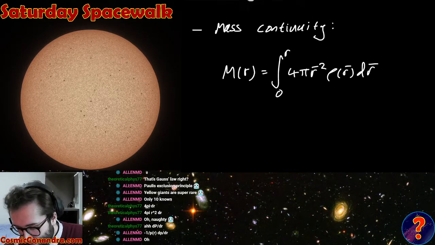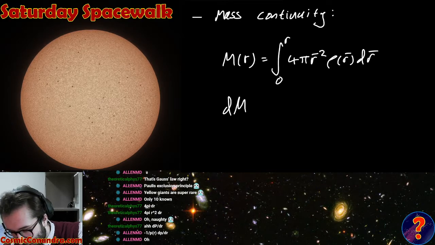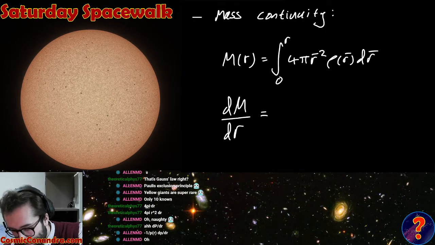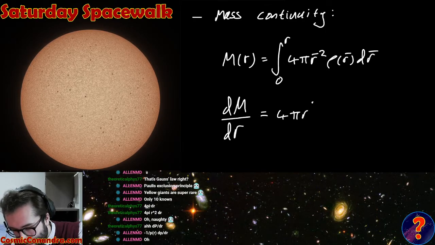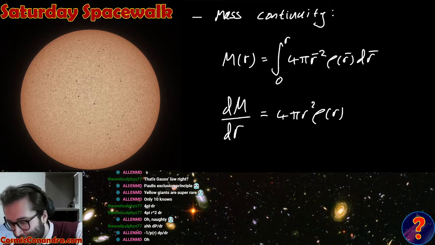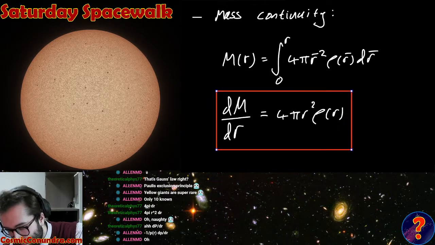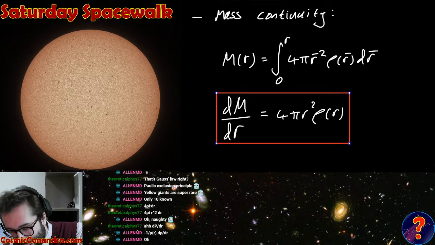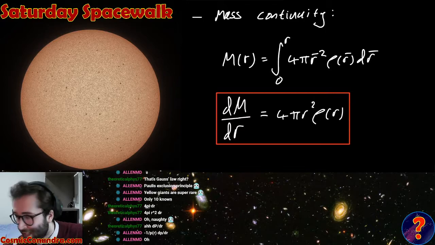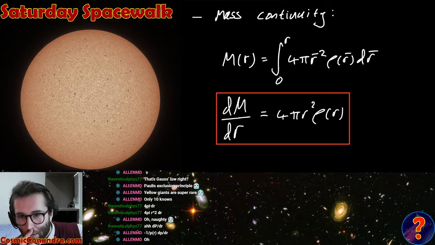Okay. And we can invert this equation, as is usually how it is written, just by differentiating with respect to R. We find the following. And this is what is called the mass continuity equation. It's just the kind of spherically symmetric, non-constant density version of mass equals density times volume. Okay? So it's a pretty straightforward equation.